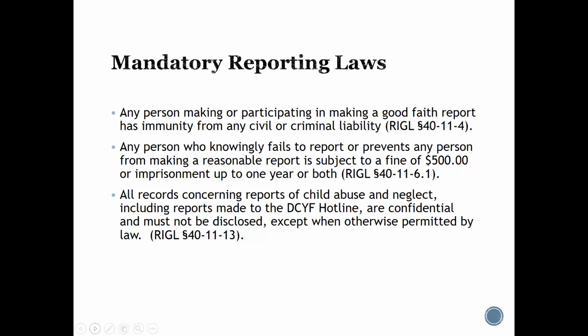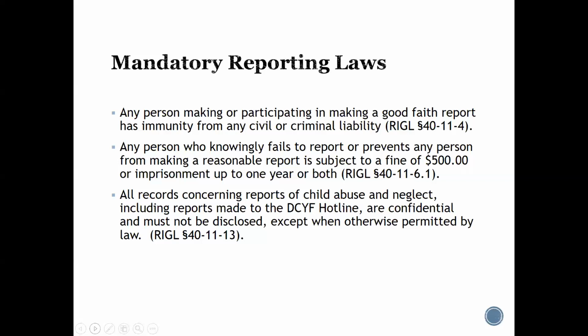On the flip side, if you know that a child is being abused or neglected and you don't do anything, you can actually be fined and you can serve time in prison for that. And so really understanding the protocols within your school. If there's an instance where you think or know a child is being abused or neglected and it doesn't get reported, there's a consequence for that.